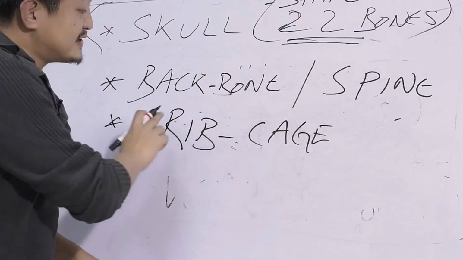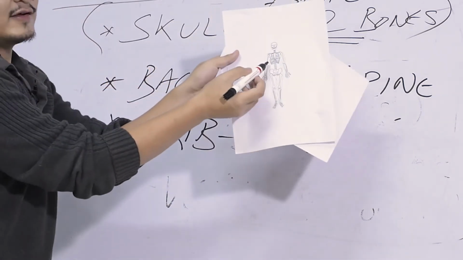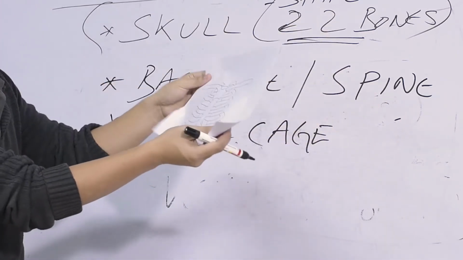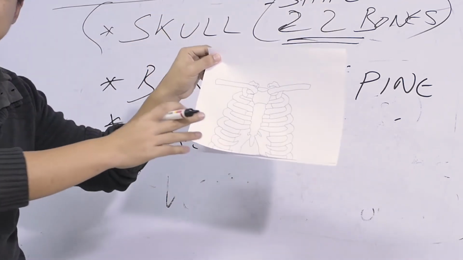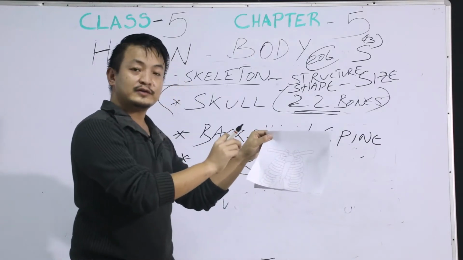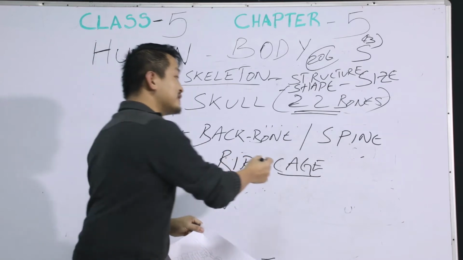Okay, so students, rib cage is this one, see. Do you see this? This is the rib cage, and see, this is how it looks. This is the rib cage that we have here. Now this rib cage is very important. Now why is it known as a cage?